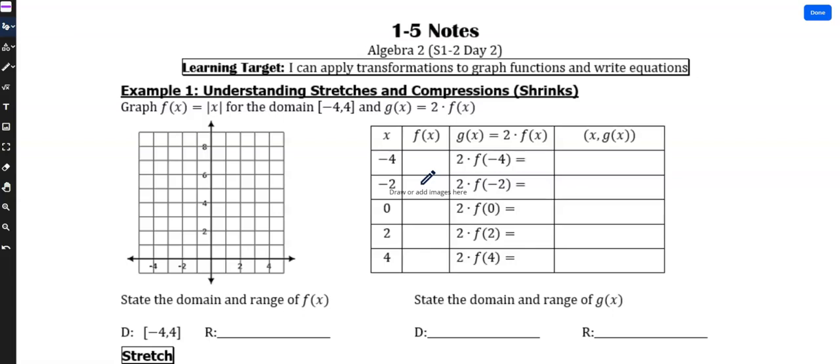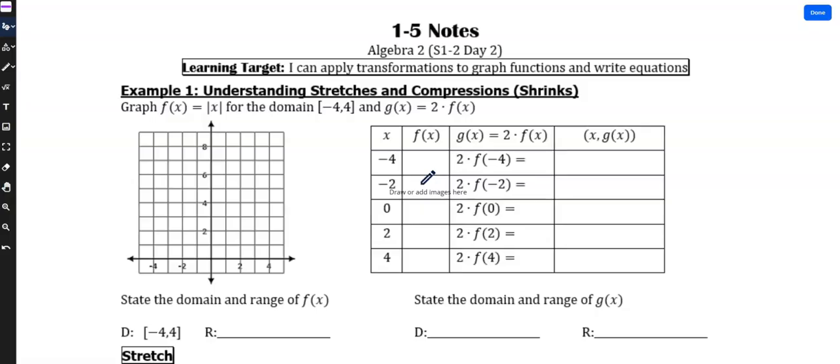All right, so we're looking to understand how transformations will apply to different graphs. And there's going to be how they change the graphs of the functions. So, starting here in example 1, they want me to graph the absolute value function, right?